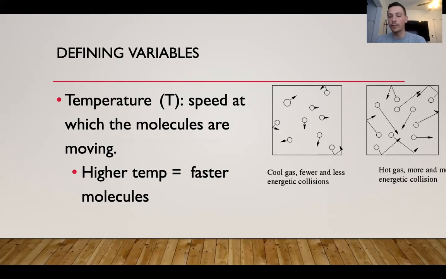And when we're drawing pictures of this, we indicate how quickly they're moving using different length of arrows here. So you'll see the cool gas is a short arrow showing that it's not moving as quickly as the hot gas with a higher temperature and a higher kinetic speed here. We represent that with a longer set of arrows. So the higher the temperature, the faster the molecules are moving.